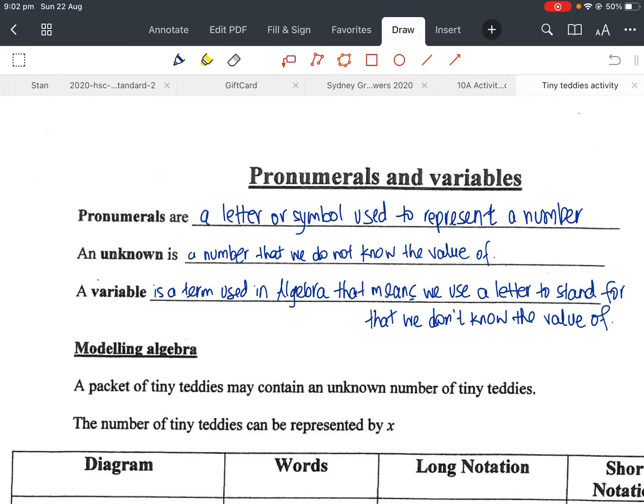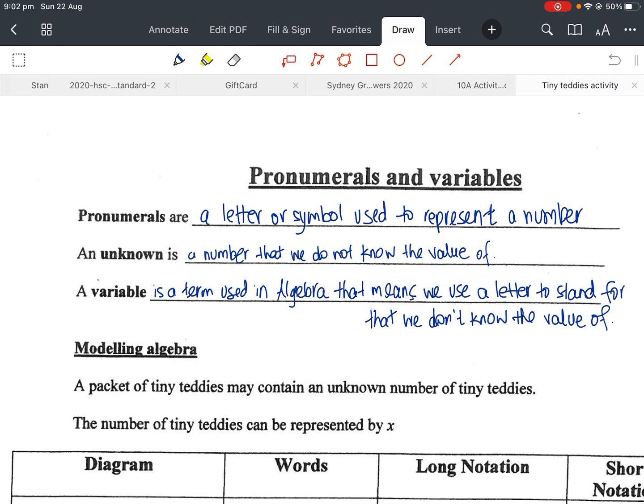Hello, Year 7. Hopefully by now you've watched the video from Mr. Bodgers and you have realised a little bit about what might be involved in algebra. Now, if you've never done algebra before, that's okay. We're going to do a little activity today to just try and help you figure out what algebra actually is all about.